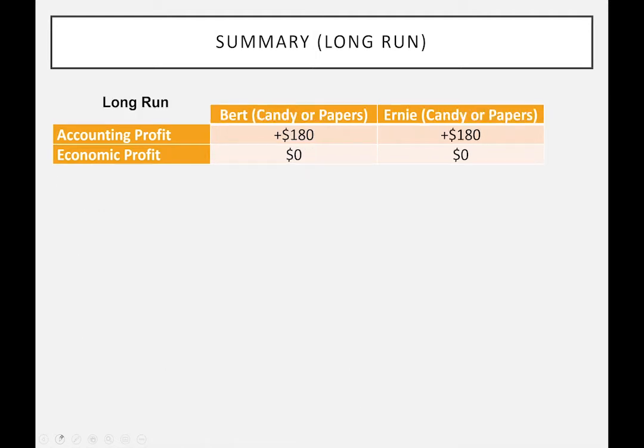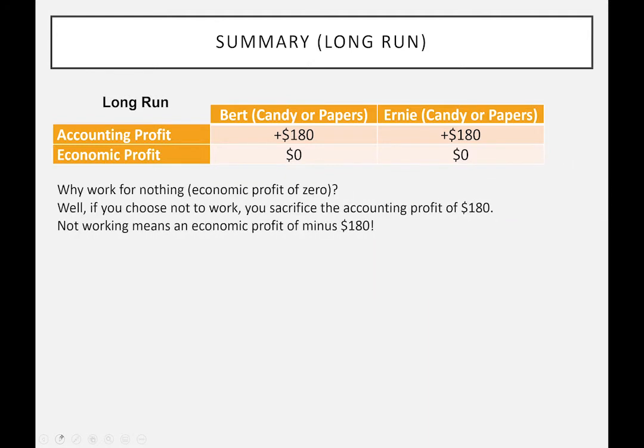In the long run, we expect that the economic profit will be equal to zero, whatever business you're in, whether it's newspapers or chocolate bars. The accounting profit, on the other hand, could be $180. Now, you might ask, why work for nothing if you're not going to make any profit? But again, let's be clear about what this means. If, for example, you choose not to work at all, then you'd be sacrificing the accounting profit of $180.